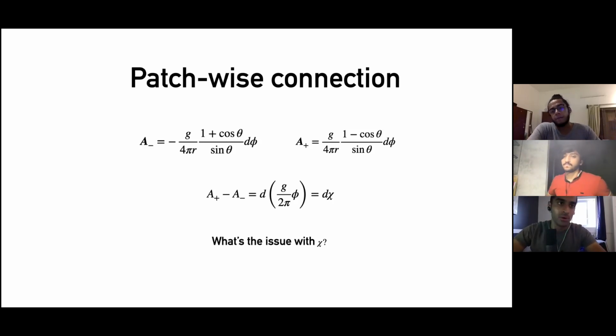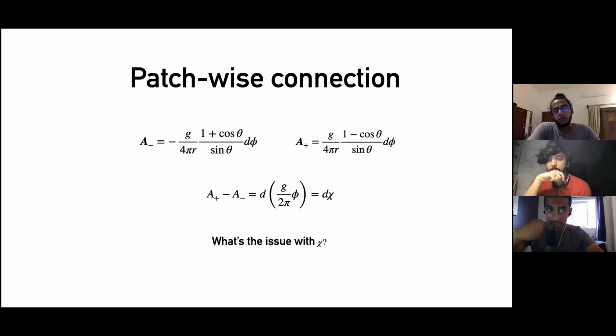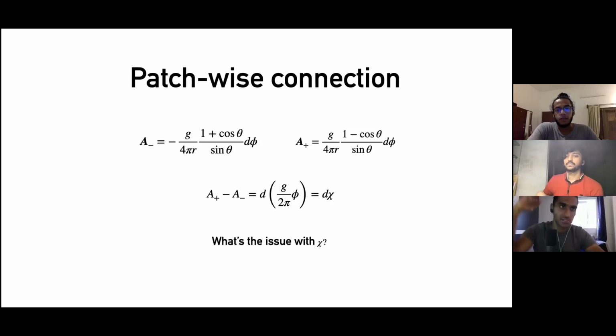Now, how would you go from one connection to another? Normally, you would say there should be a gauge transformation. The answer is the same here. There is a gauge transformation, but it's a singular gauge transformation, because it just is given by d of phi, and phi is an angle. This is not continuous. And so that's the issue with chi, that it's a discontinuous gauge transformation. And this is going to lead to very interesting physics. And it will actually touch on what we covered before with Aharonov-Bohm phases.